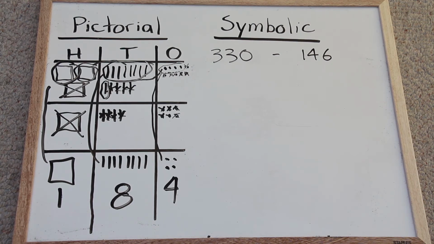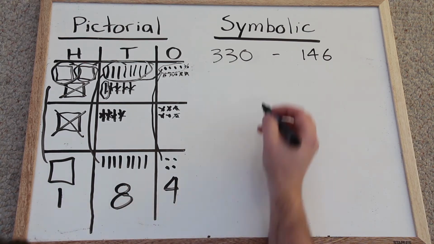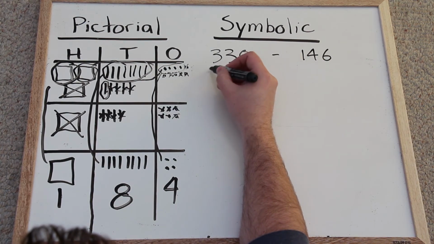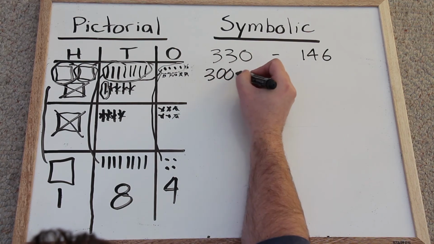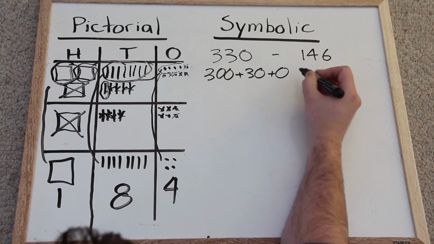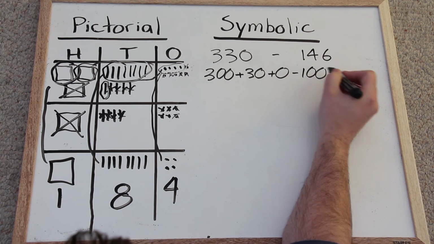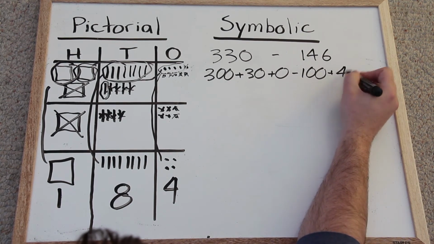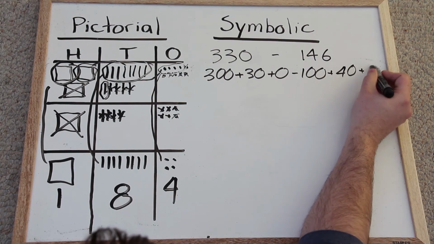Finally, we can solve this equation symbolically and in a similar way to how we did it concretely and pictorially. We do this by breaking it down into hundreds, tens, and ones. So for 300, we have 300 plus 3 tens, which is 30, plus 0 ones, minus 100, plus 4 tens, which is 40, plus 6 ones.